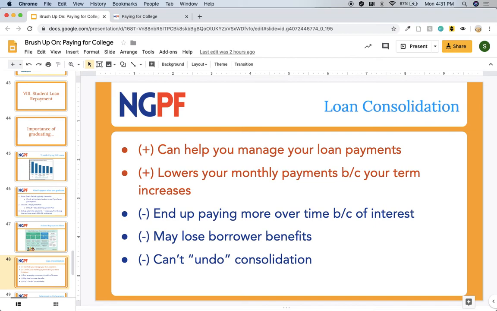The other thing to think about is that once you consolidate your loans, you can't undo that. So it's definitely something that students should think carefully about, do the math, make sure that they're making the right financial decision, and then move forward with it.